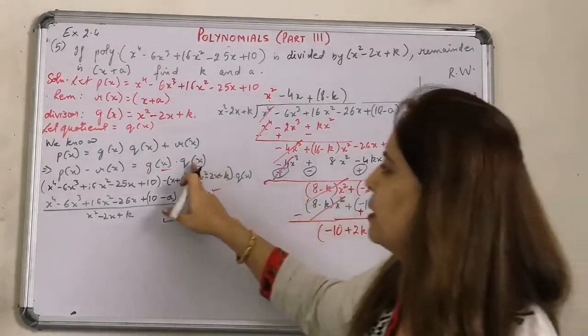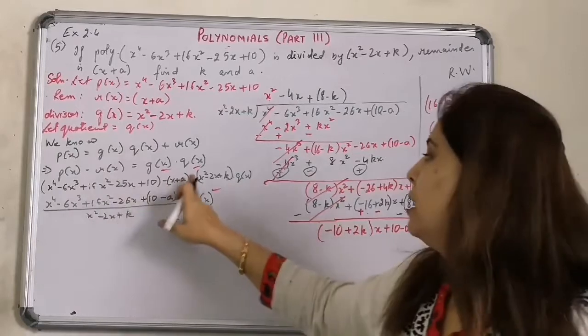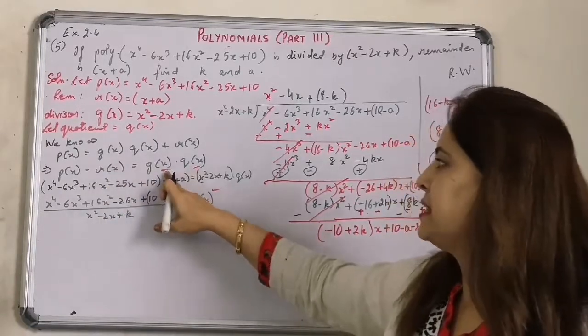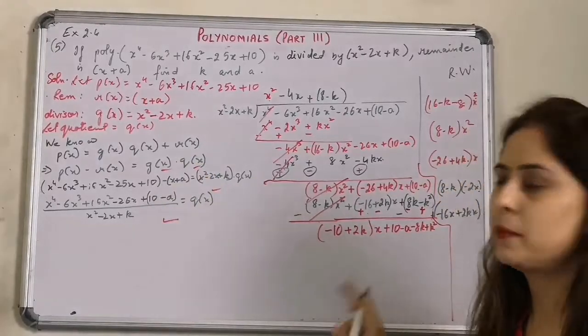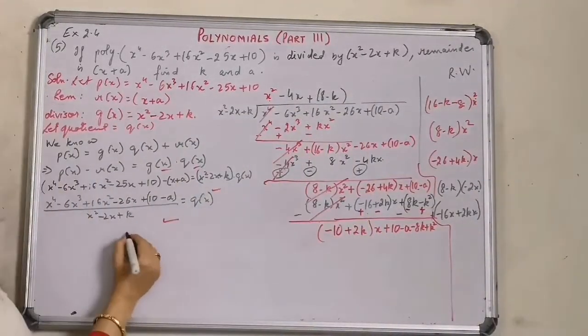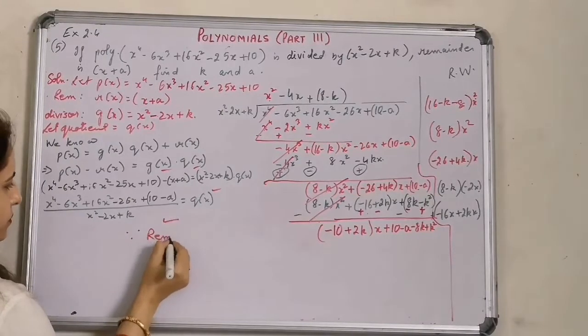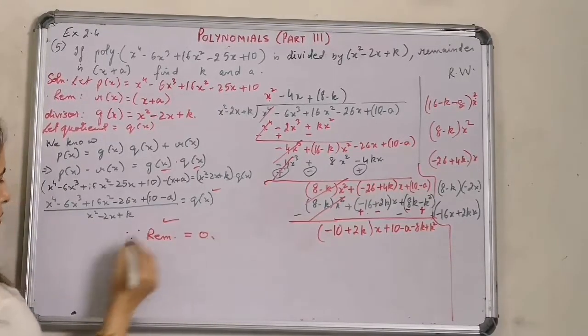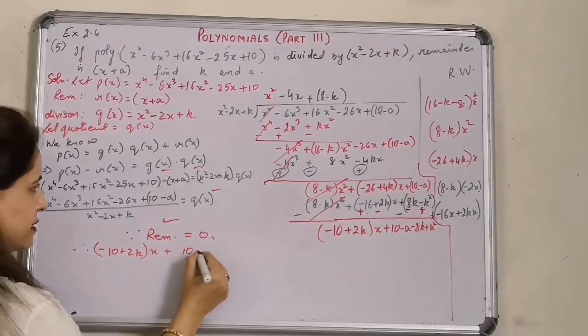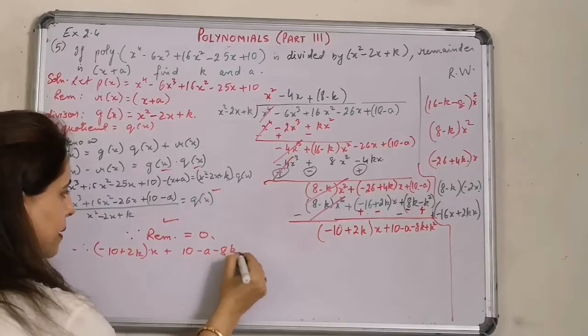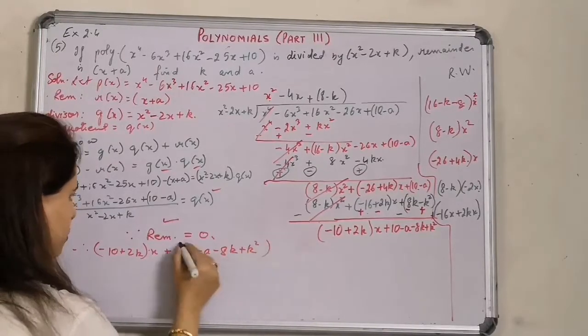As we have worked it over here, we took the remainder on the other side. Since the remainder was taken on that side, each of them, gx and qx, are the factors of this. So in this case, the remainder should be 0. Therefore, minus 10 plus 2k into x plus 10 minus 8 minus 8k plus k square has to be 0.